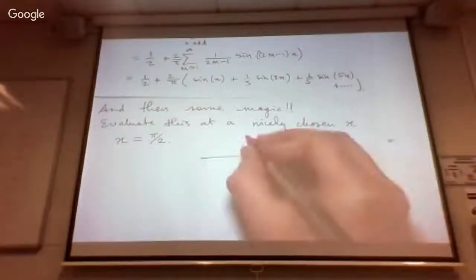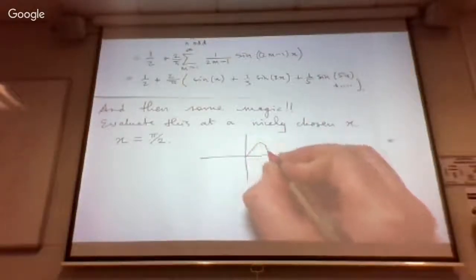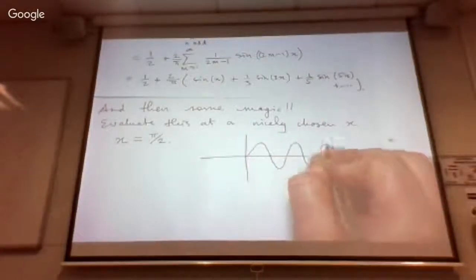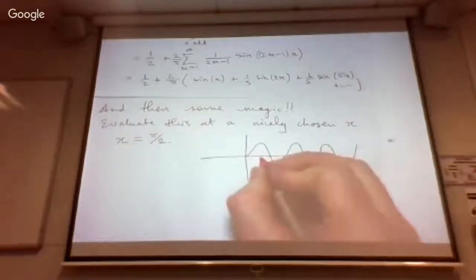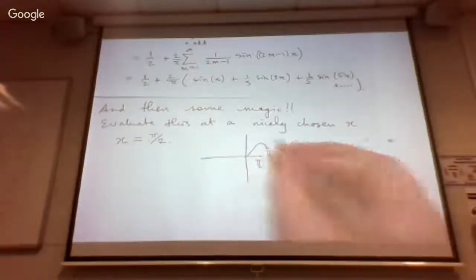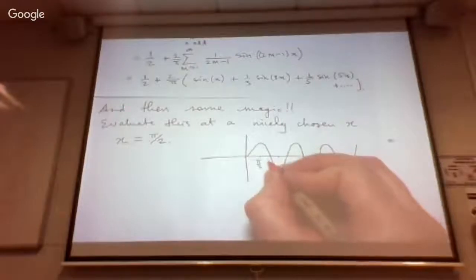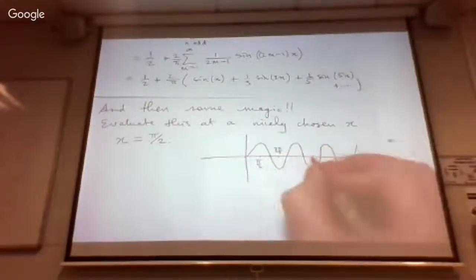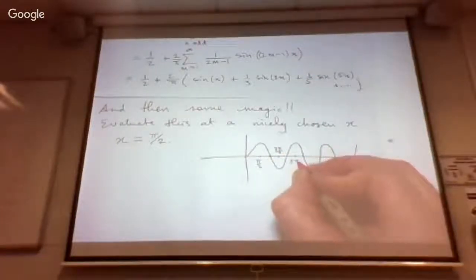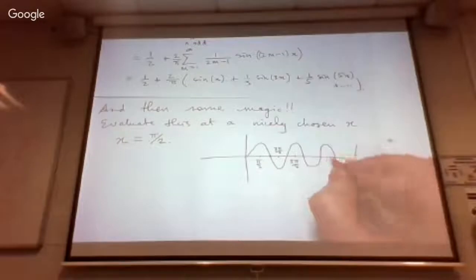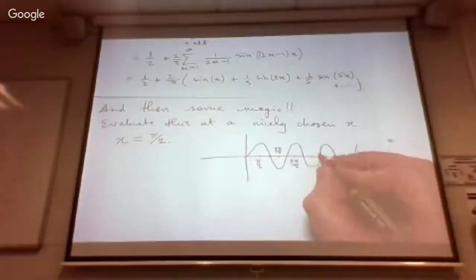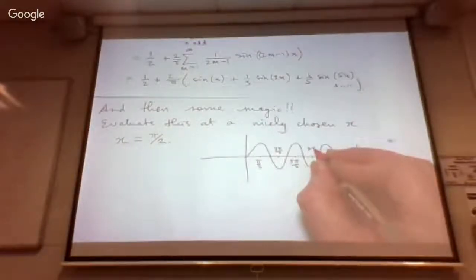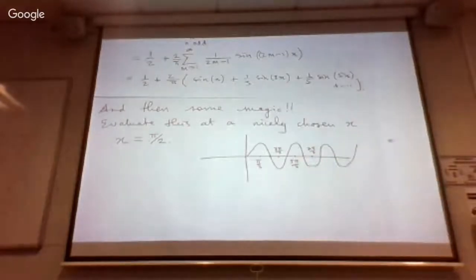So here's the sine function. It's like this. There's pi over 2. Sine of pi over 2 is +1. 2 times pi over 2 is pi, which gives 0. But there's 3 pi over 2. It's -1. Here's 5 pi over 2, back to +1. Here's the next one, 7 pi over 2, back to -1 and so on.